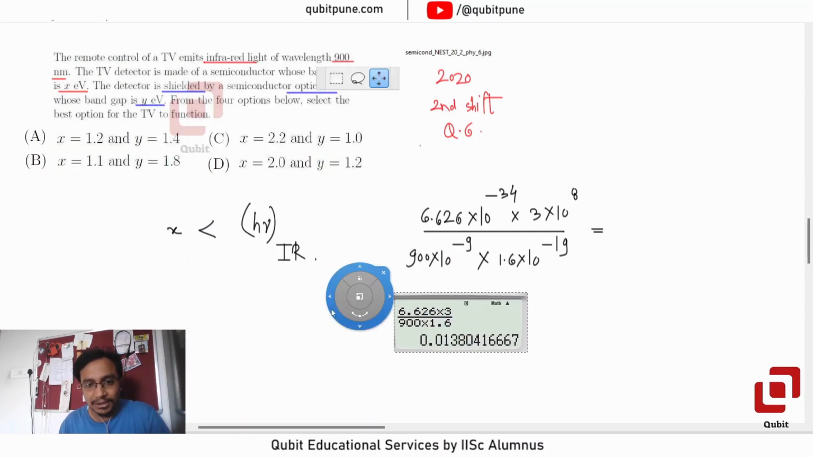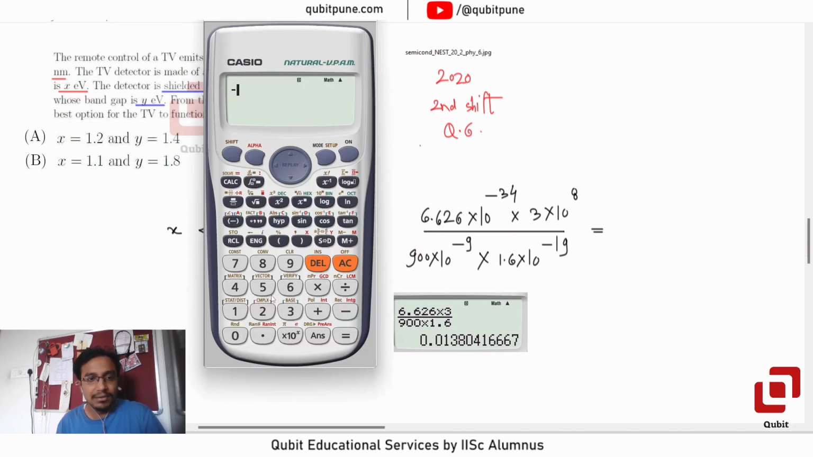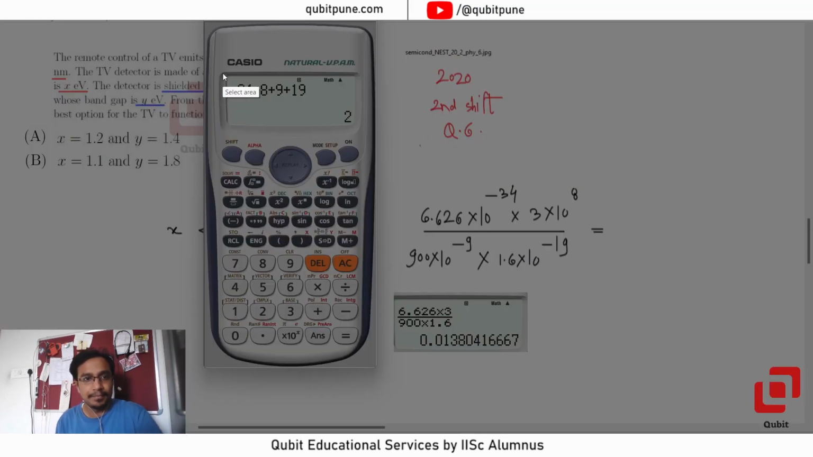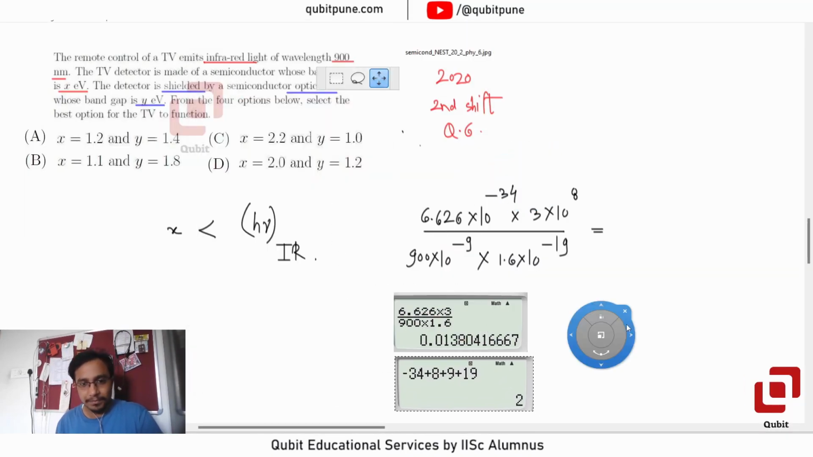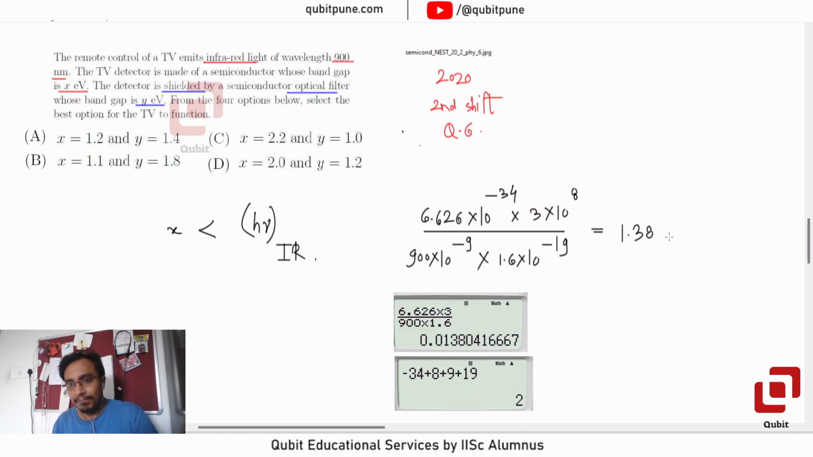Now let us calculate the powers. Minus 34 plus 8 plus 9 plus 19, that's 2. Powers of 2, so that makes it 1.38.